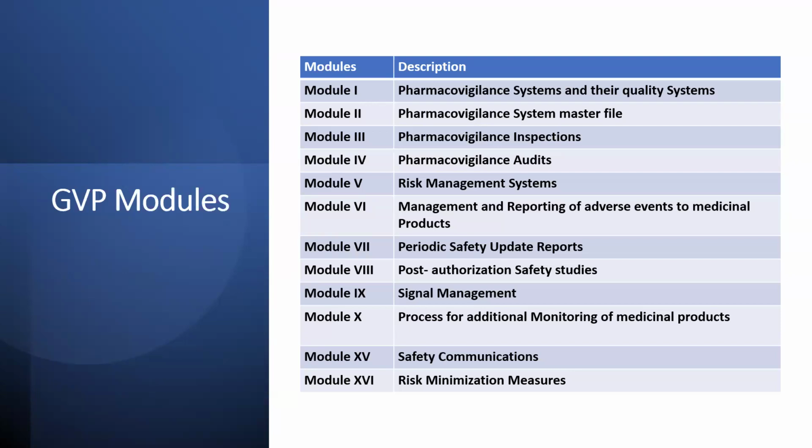So these are also key documents for the EU region. Okay, and if you want to write the PSUR, that is the periodic safety update report, then you have to go through module 7.